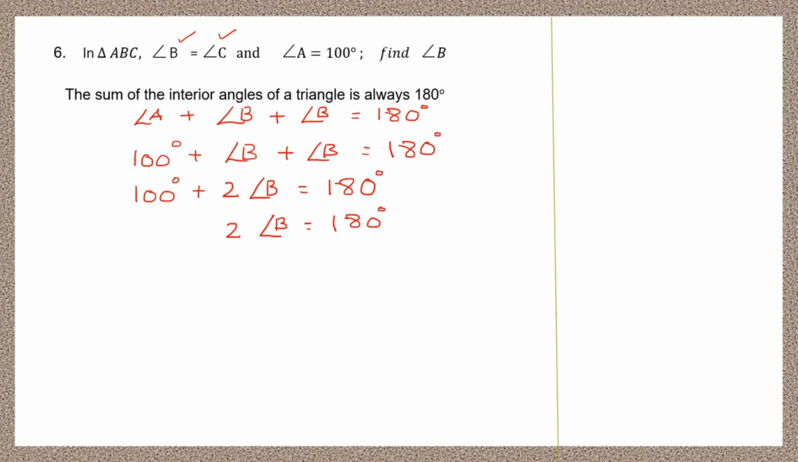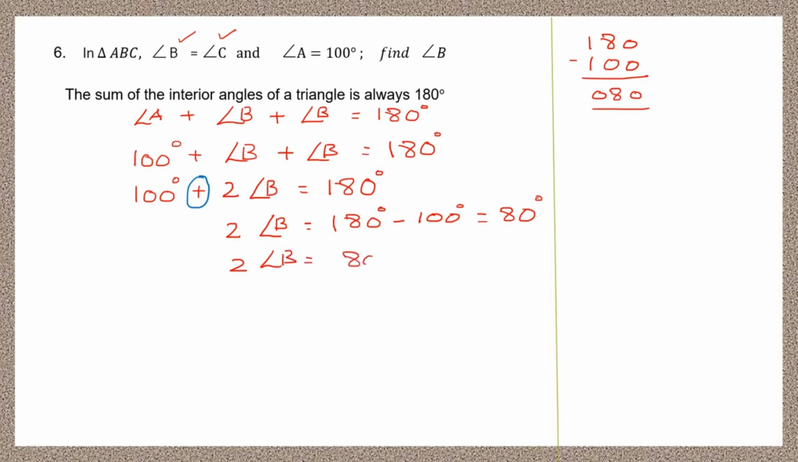Now I'm going to move 100 degrees to the right hand side and change the operation addition to subtraction. So minus 100 degrees. 180 minus 100. 0, 8, 0. So that is 80 degrees. So two angles will be equal to 80 degrees.